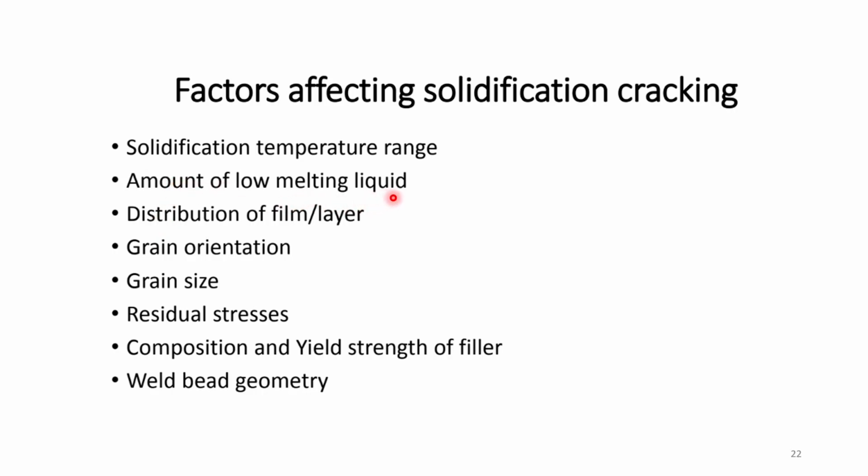Amount of low melting liquid. If you have two types of alloying elements or two types of metals, and one element has a low melting point, then the amount of that element will also decide the solidification cracking. Then distribution of film and layer, grain orientation, grain size, residual stresses, composition and yield strength of filler material, and weld width geometry. These all will decide solidification cracking.